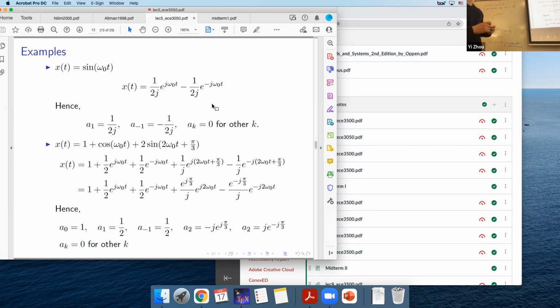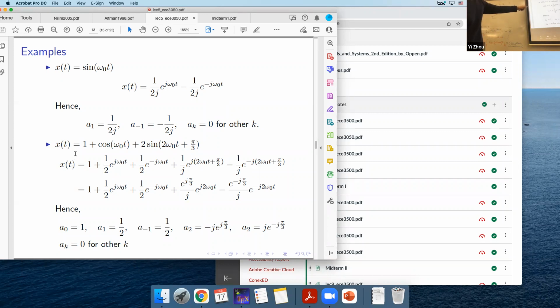Okay, so this is a trick that you can play for this simple sinusoidal signal directly by following Euler's formula. But if you follow the standard approach, following that integration formula, you can also obtain the same result.